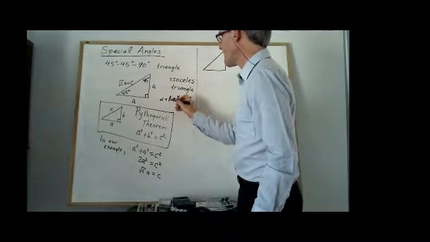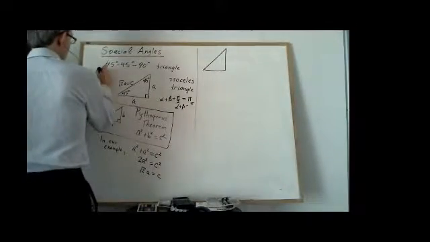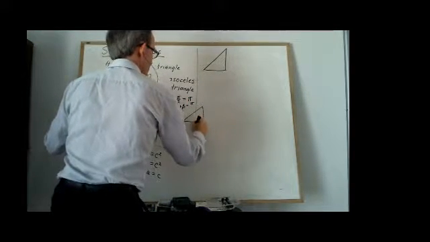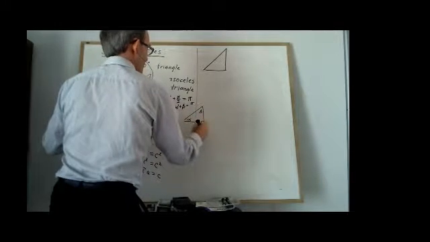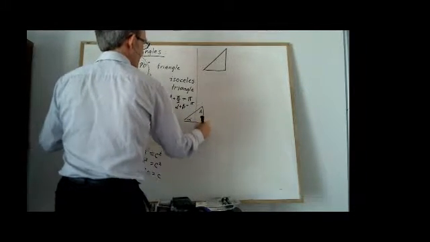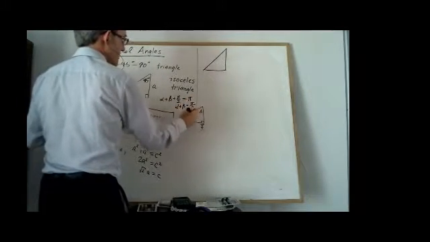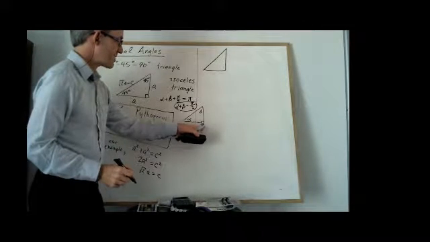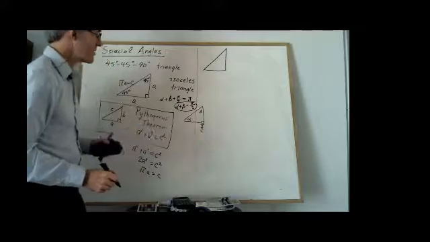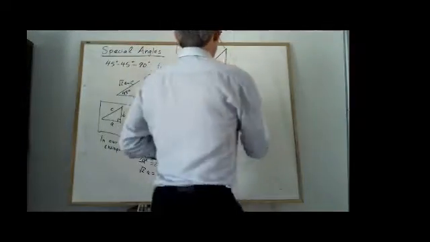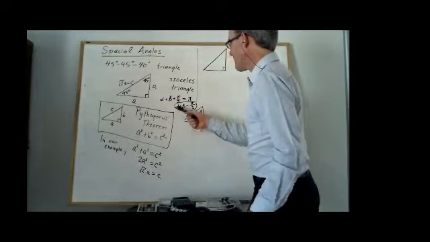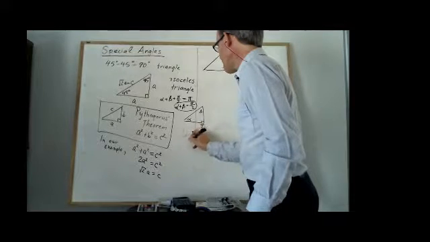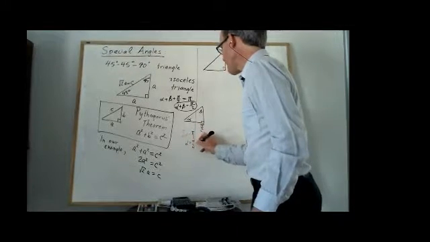So the sum of alpha, beta, and pi over 2, let's write it right here. That's pi over 2. Is pi. So alpha plus beta is pi over 2. Okay, so that's why the two other angles besides the right angle in a right angle triangle are always complementary. Okay, in this case, alpha and beta are the same, so 2 alpha is equal to pi over 2, or alpha is pi over 4 radians, which is the same as 45 degrees.